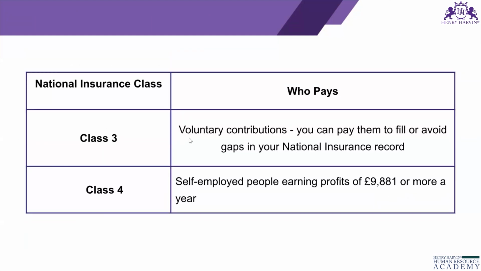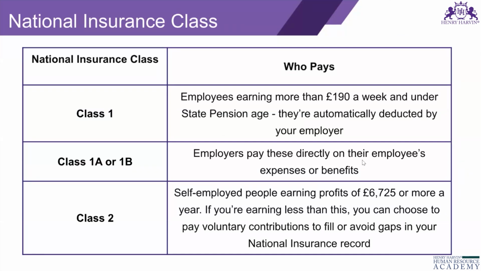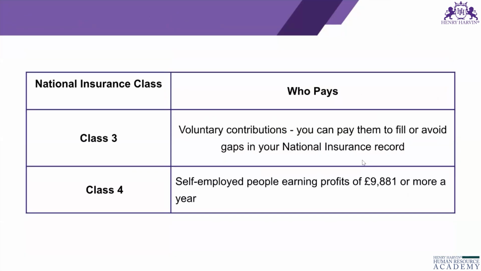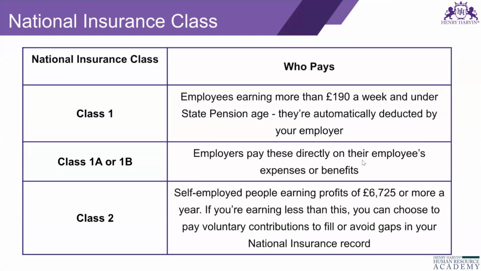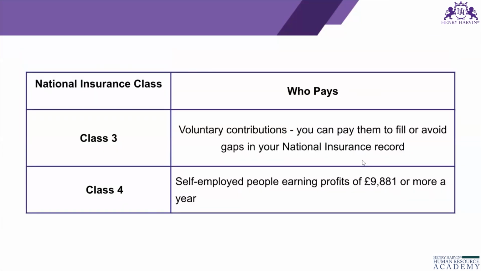You see, Class 3 voluntary contributions, you can pay them to fill or avoid gaps in your National Insurance record. Then Class 4 is again for self-employed people, but earning profit on the higher side, who are earning profit of 9,881 per annum or more. Earlier what was the profit? 6725 or more. So for Class 2, this ends at 9881. So 6725 or more, but less than 9881, then they will contribute to Class 2. If the profit goes above 9881, they will contribute to Class 4 NIC.